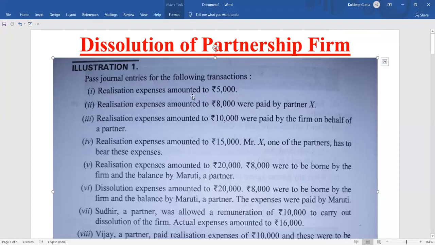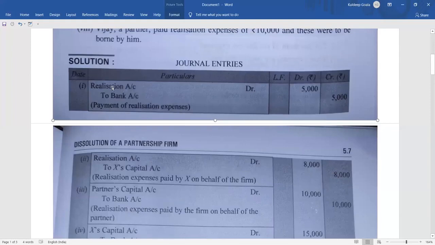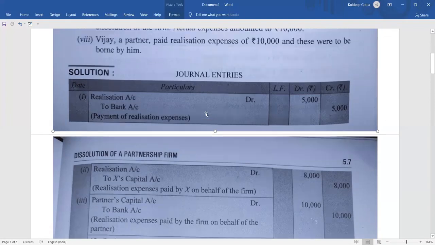So what is given here? Realization expenses will be debited because realization account is a nominal account. So realization account will be debit to cash or bank account 5,000. Okay, let's see the entry. Here it is. Realization account debit 5,000 to bank account 5,000. You can mention cash, it will not be wrong, but preferably you mention bank. Narration you have to give: being realization expenses paid.